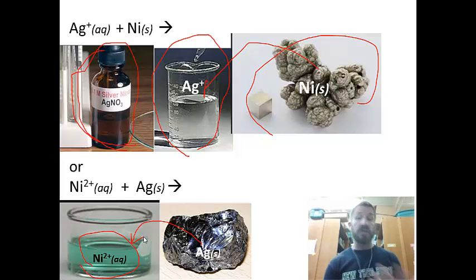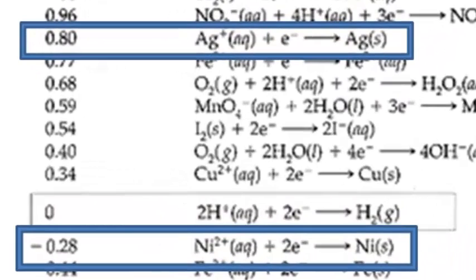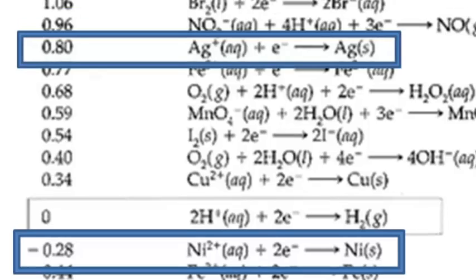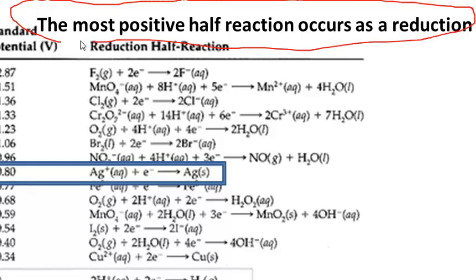Another thing we can do to verify that is to look at the values on the reduction table. So let's do that. In the reduction table here, I highlighted the only two substances we're concerned about. That is the silver and the nickel. I wrote this at the top because it's extremely important: the most positive half reaction occurs as a reduction. The most positive half reaction occurs as a reduction.